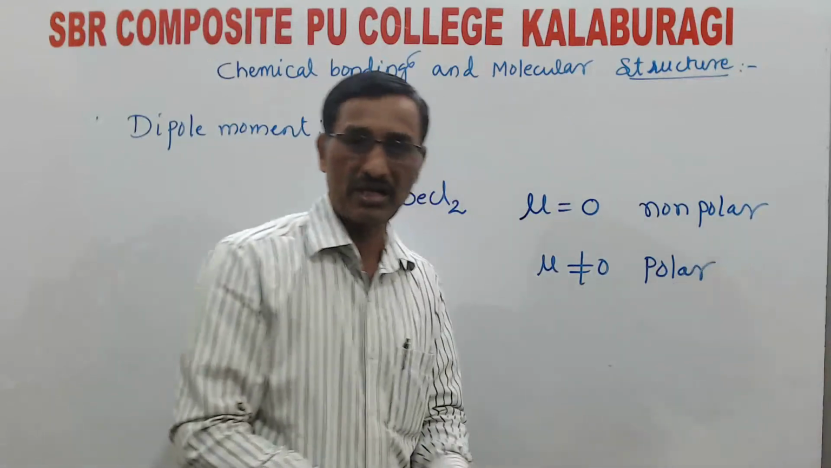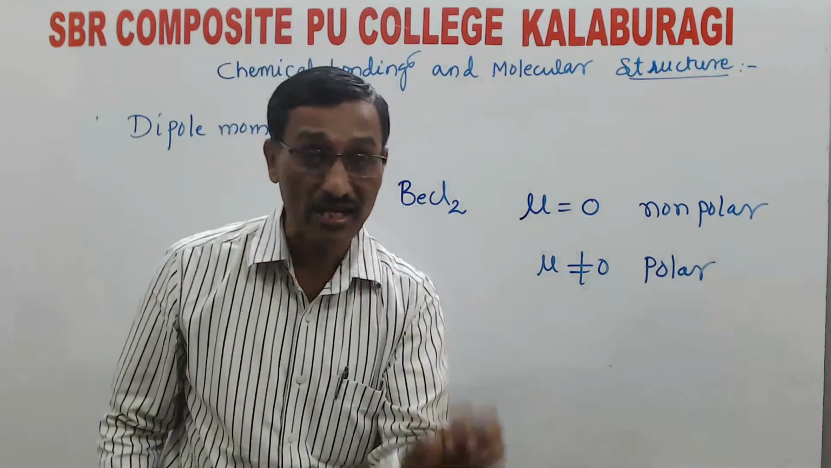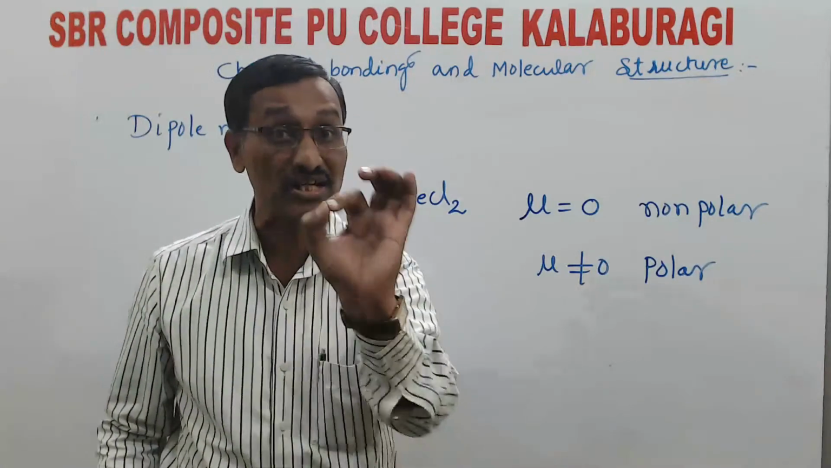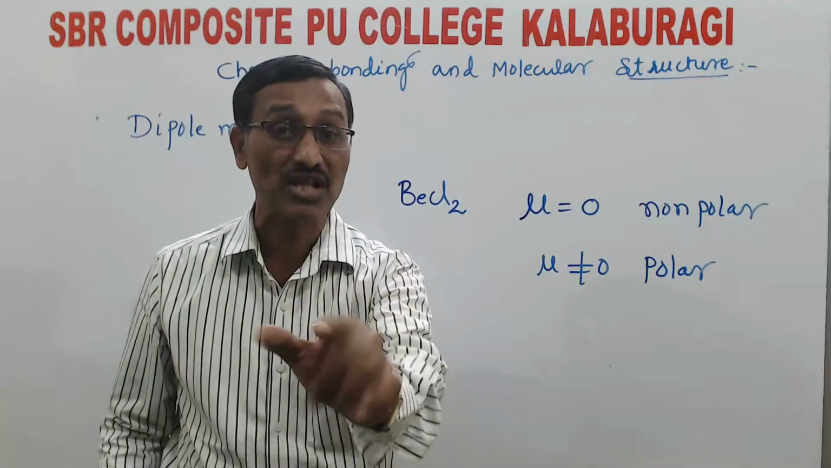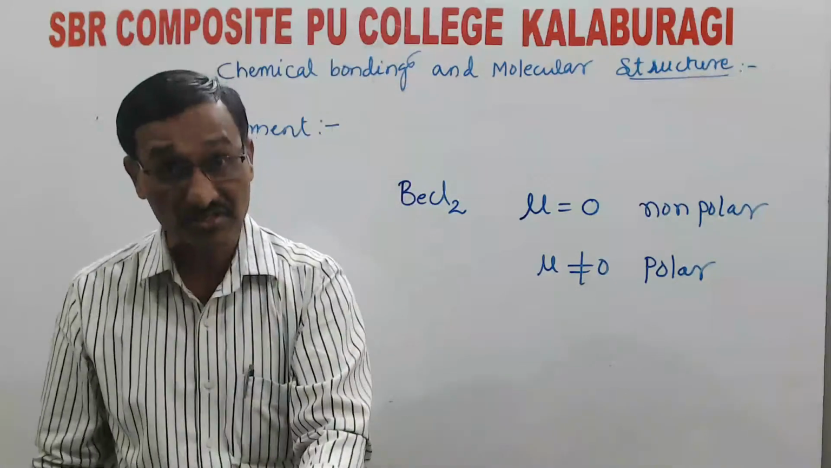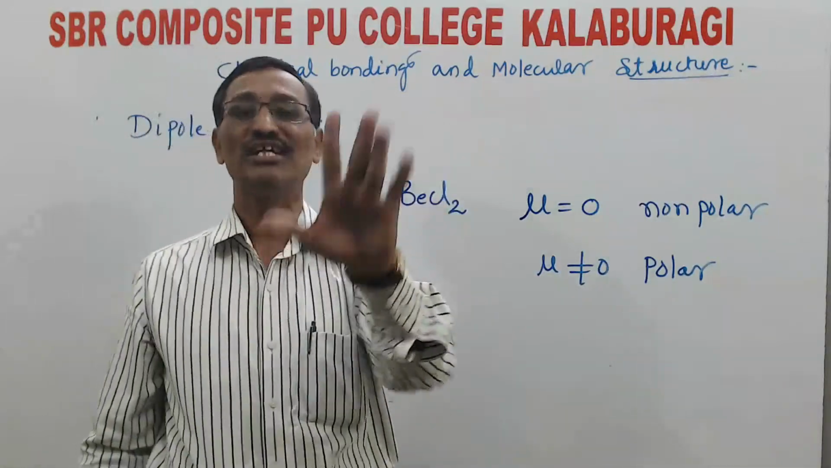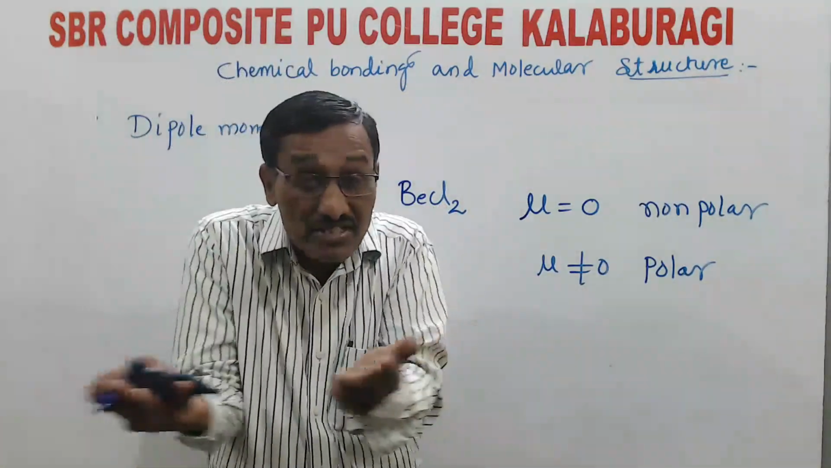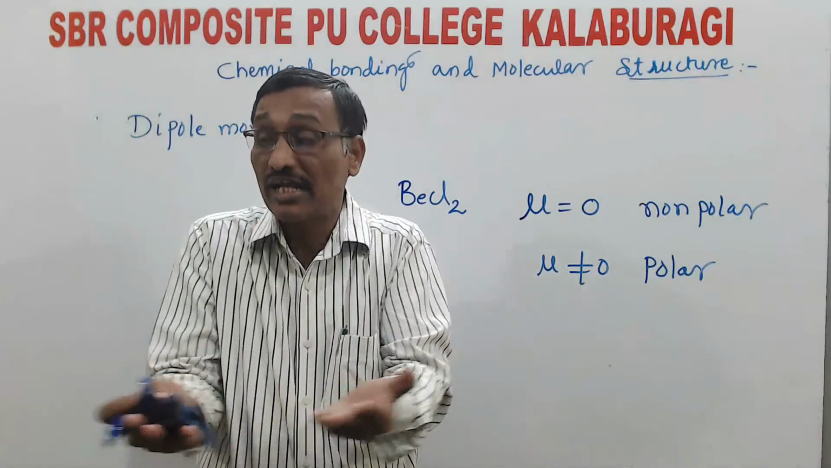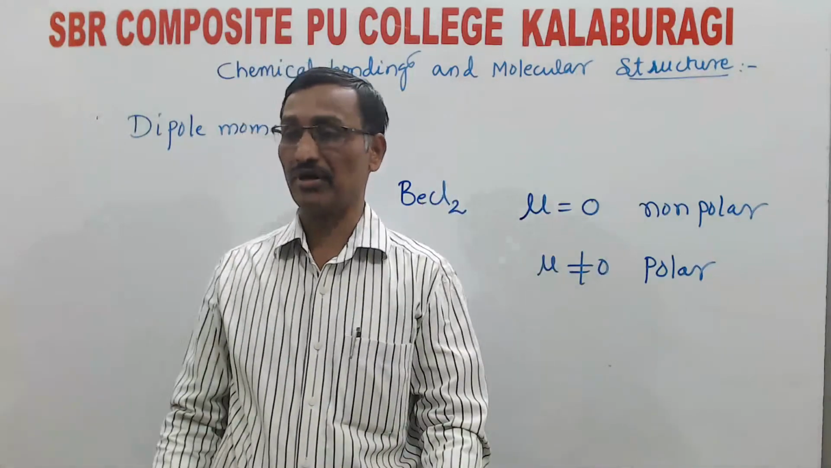Again I am repeating, the degree of polarity in a covalent molecule is expressed in terms of the dipole moment. Actually it measures the polarity in a covalent molecule, not just merely by seeing the differences in the electronegativity values. That one you have to remember.